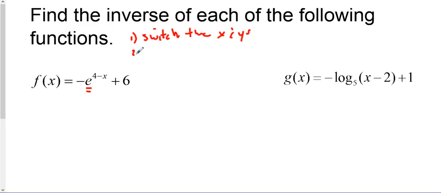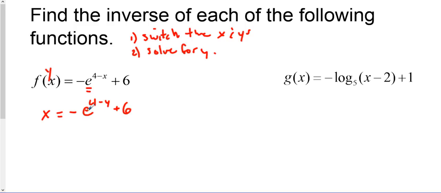And then the second thing is we're going to solve for y. Okay, so let's do that. This right here is going to be y, so we're going to switch those. So we have x equals negative e to the 4 minus y plus 6. Now this is an exponential graph, so it is 1 to 1, so we can do this. This is legal.